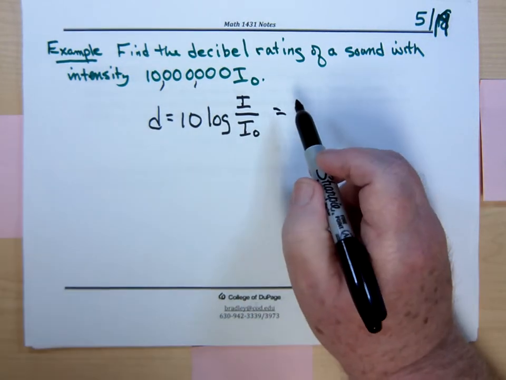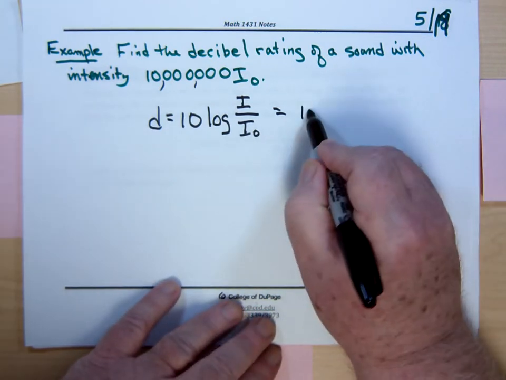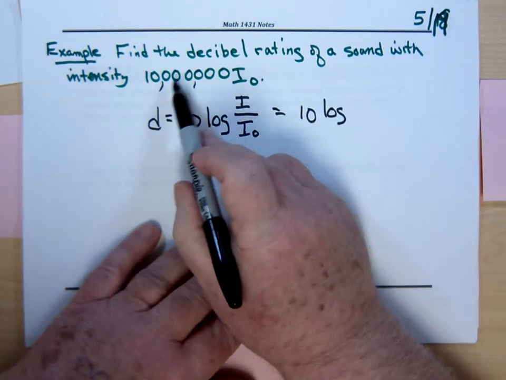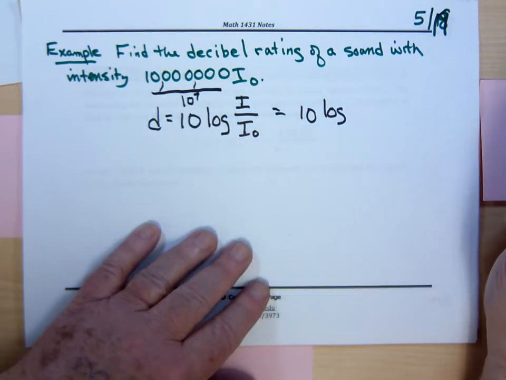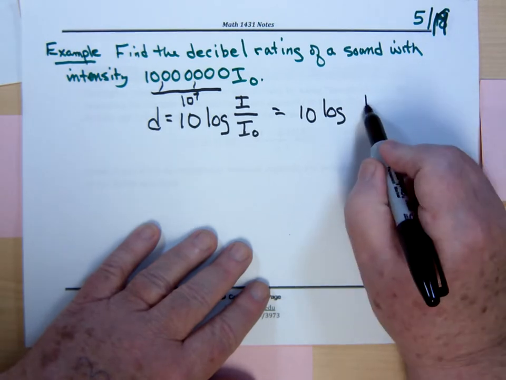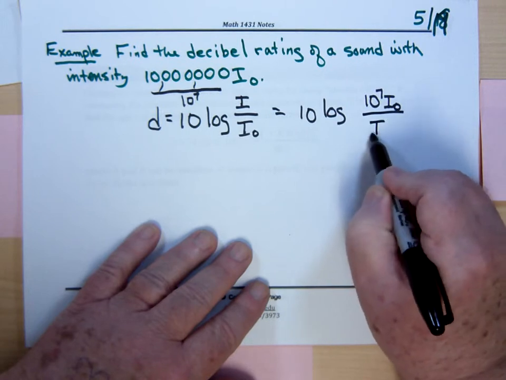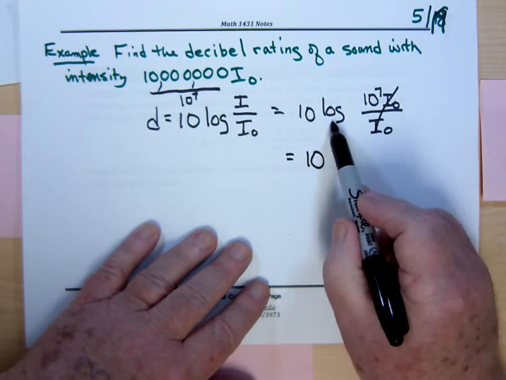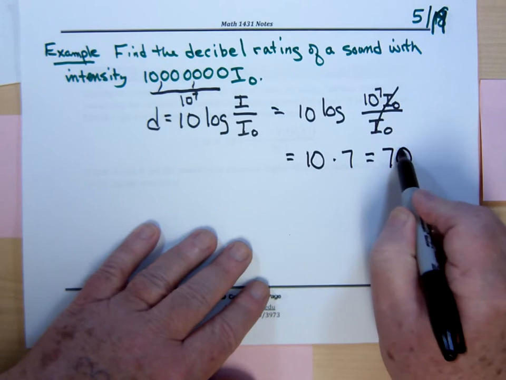And so then that's going to be equal to 10 times log, and by the way, this number right here, if you change that to scientific notation, that is 1 times 10 to the 7th. So this is going to be 10 to the 7th times I0 divided by I0. The I0s will cancel with one another. So I have 10 times the logarithm base 10 of 10 to the 7th, which is 7. And so the answer is 70 dB.